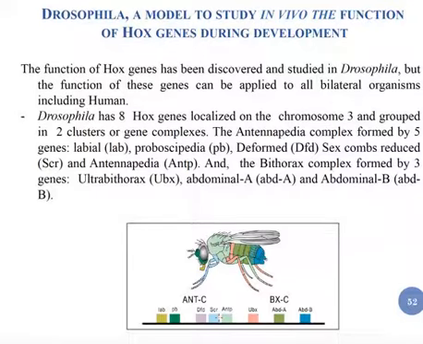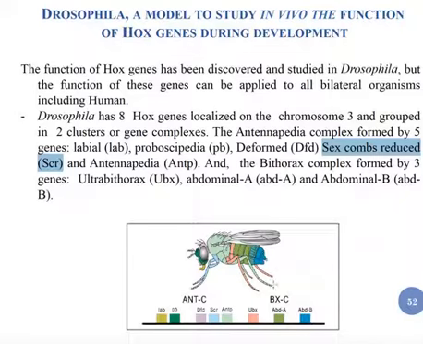We have sex comb reduced, the SCR, which is expressed in the first pair of legs. We have Antennapedia, which is present in the thorax and in the second pair of legs. While Ultrabithorax, UBX, will be expressed in the third pair of legs and in this abdominal segment. Then come abdominal A and abdominal B, to be expressed in the abdominal segments.